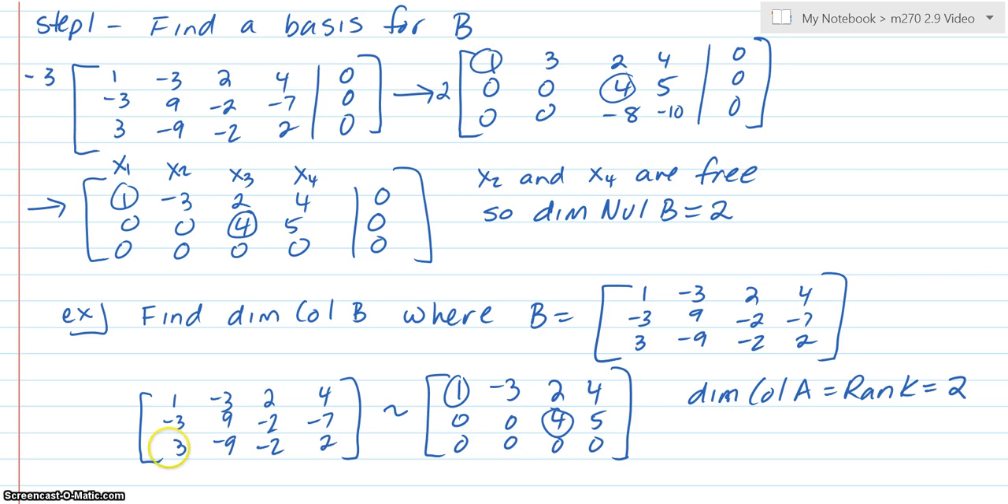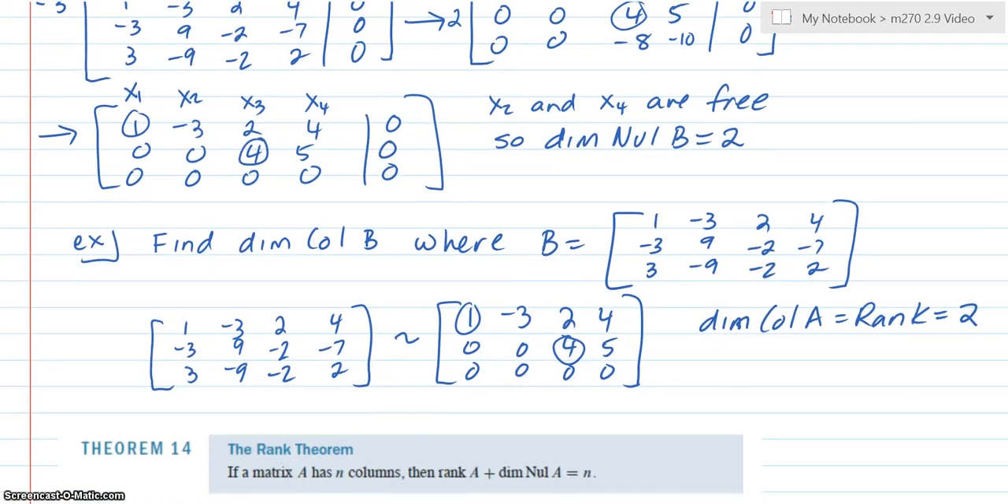Again, the basis is going to be the first column and the third column of the original matrix. So there are 2 vectors in that basis, and therefore the rank is 2. There's an actual theorem that relates the rank and the dimension of the null space.